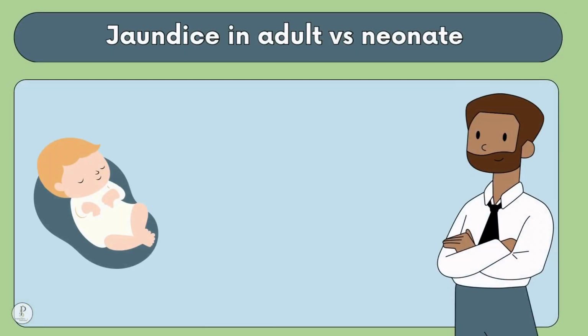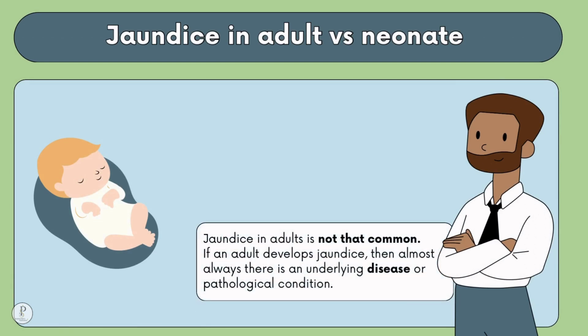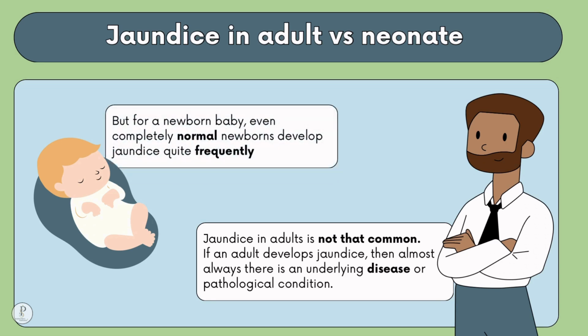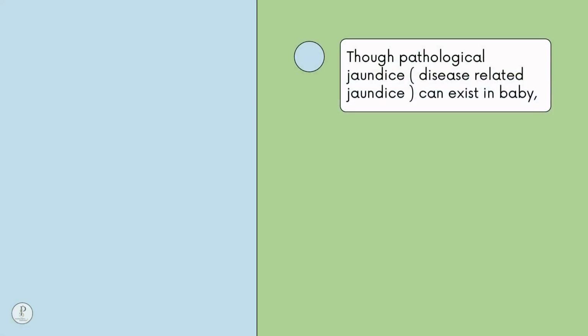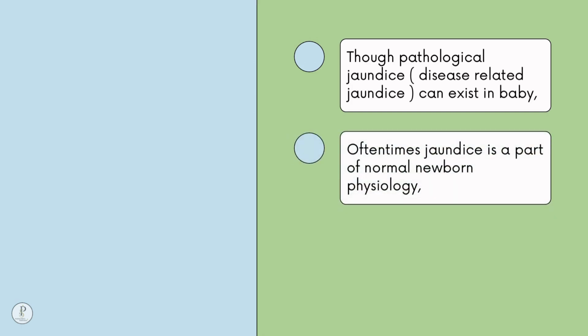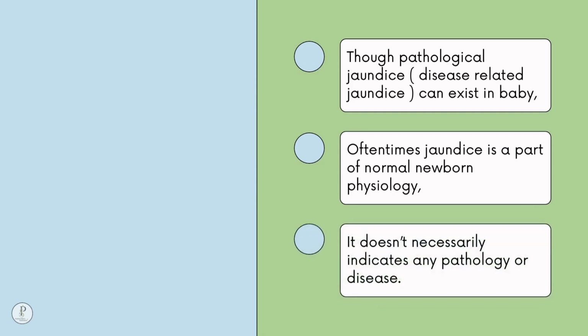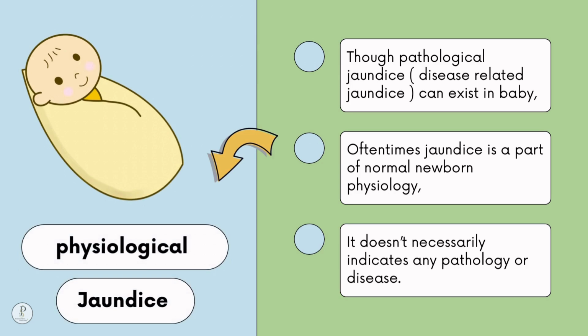Jaundice in adult versus neonate. If an adult develops jaundice, then almost always there is an underlying disease or pathological conditions. But for a newborn baby, it is not the same. Even a completely normal newborn develops jaundice quite frequently. Though pathological jaundice can exist in a baby, oftentimes jaundice is a part of normal newborn physiology and does not necessarily indicate any pathological condition or disease. This type of jaundice is called physiological jaundice. We will discuss difference between pathological and physiological jaundice in a separate video named What Causes Jaundice in Newborn?